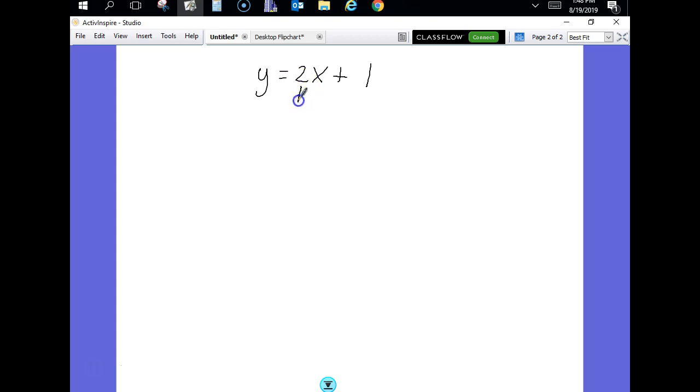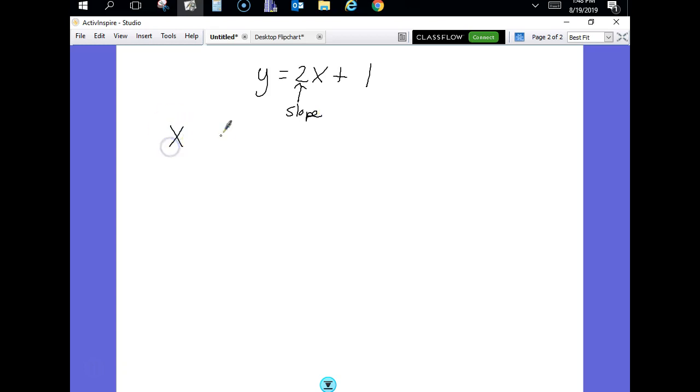Okay, so it's the one next to the x, right? So it's the number next to it. So that's our slope. All right. Unit 1 lesson 3. Yeah. All right.